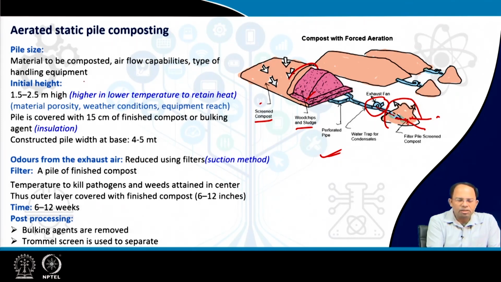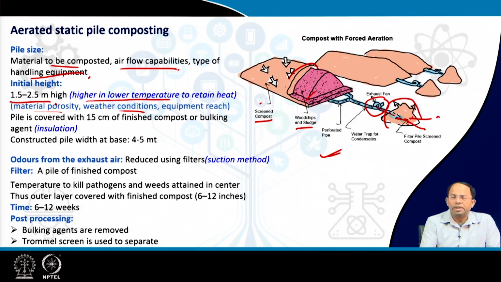So the pile size depends on what kind of airflow capability we have got, what type of handling equipment we have got, and what kind of material is being composted. The height is around 1.5 to 2.5 meters, and it depends on material porosity, weather conditions, equipment reach. So all this plays a role in determining what height you will create these piles at. And sometimes we have to make higher compost piles so that in case of lower temperature, we want to retain the heat. So in that case, we can create a pile which is higher in size.